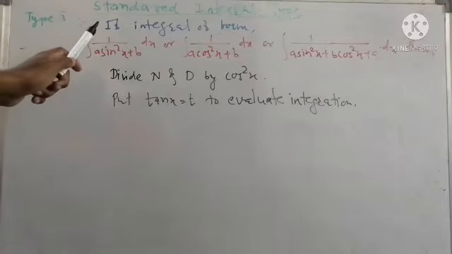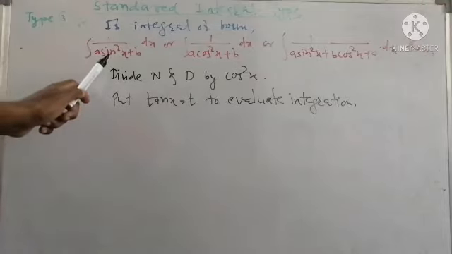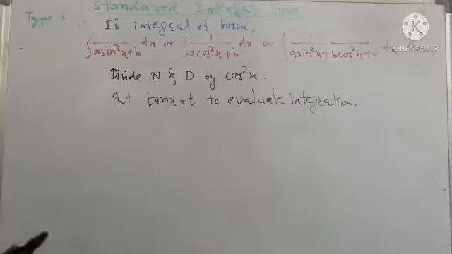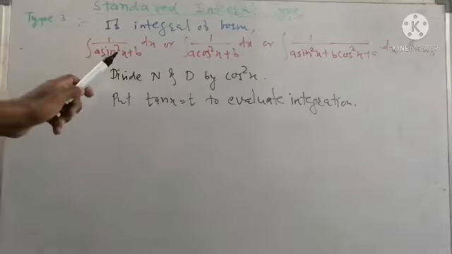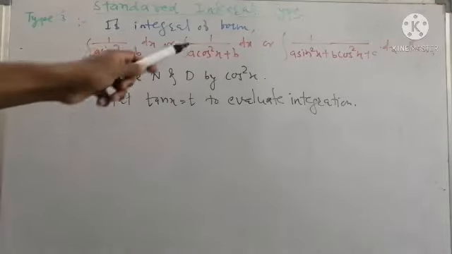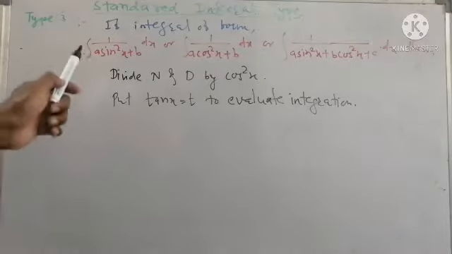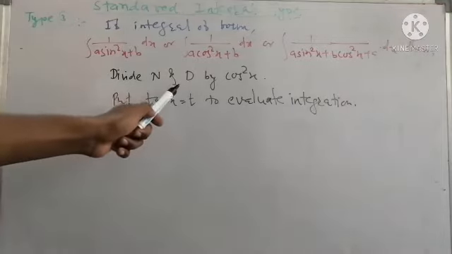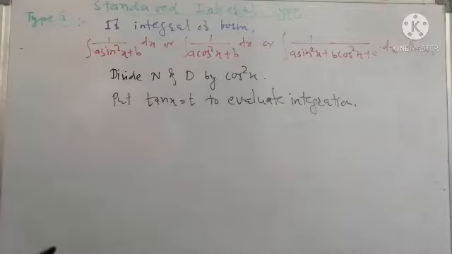See the form. The term is only in sin square x, or only in cos square x, or in both sin square and cos square. For this type of form, we have to divide numerator and denominator, as here the numerator is 1 and the denominator is an addition. So we divide numerator and denominator by cos square x, and by putting tan x equal to t, we can evaluate the integration.